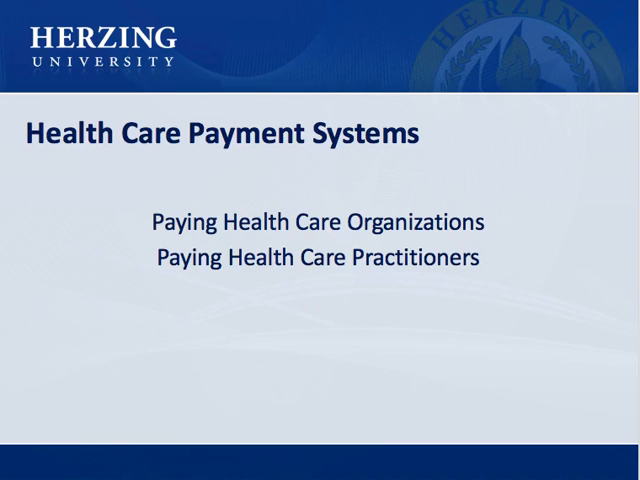Healthcare payment systems have positive and negative incentives. Several methods have been used by public and private sources to pay healthcare providers for healthcare services, including prospective and retrospective reimbursement for paying healthcare organizations and fee-for-service and capitation for paying healthcare practitioners.